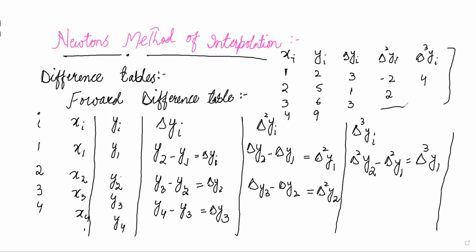This is how we construct the forward difference table. In the same way, we talk about one more table called the backward difference table. Okay, so let's talk about the backward difference table.